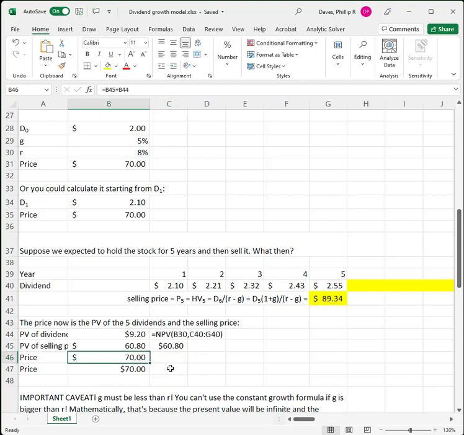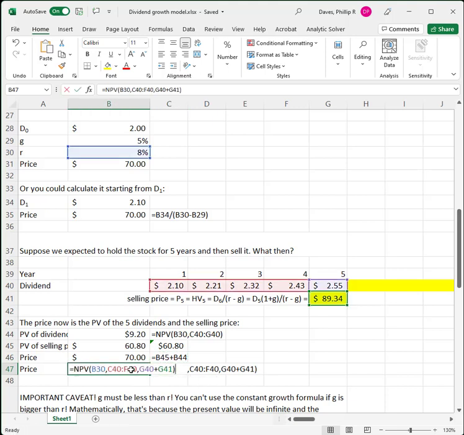You add them together and you get 70, which is the same 70 that we got over here using the constant growth model for dividends. And it's the same $70 that we also get. I'm going to go ahead and calculate this using the NPV function. It's also the same $70 we get if we just use the NPV function once. And let me explain how that is.